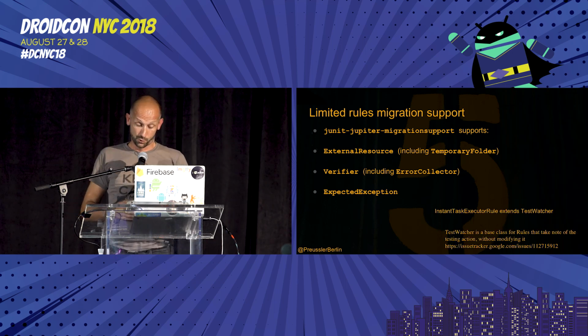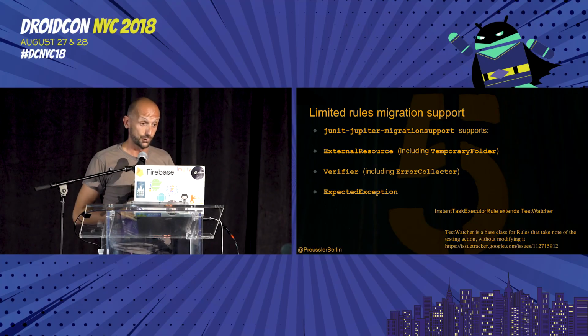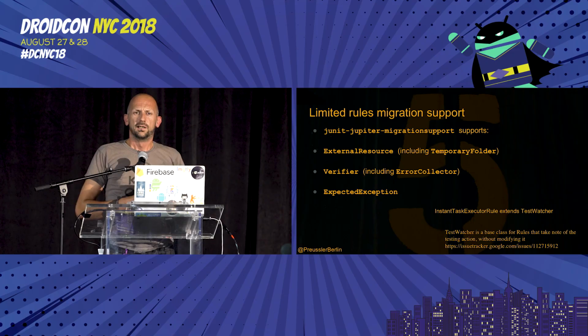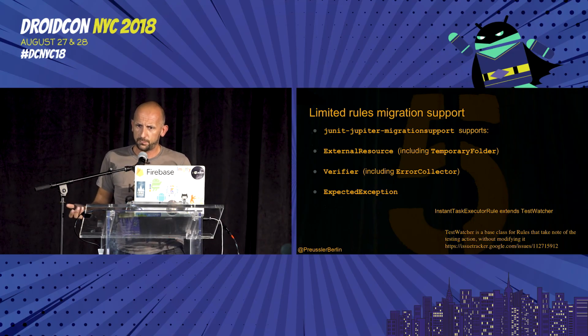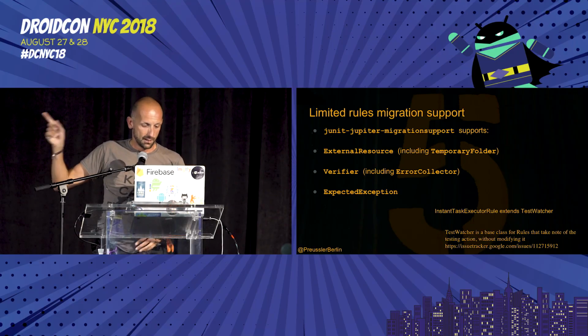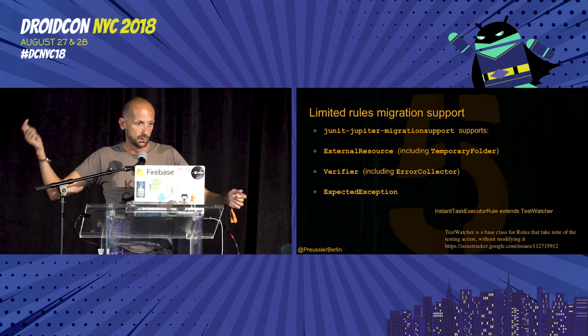If you like architecture components, for example, I found this lately, instant task executor rule extends test watcher. This is not supported, but then I looked into it, and test watcher is used a lot, but test watcher actually means I want to watch a test, I don't want to modify it. That's not what they wanted to do. They wanted to have actual external resources. And they should just replace the superclass, and it should work.